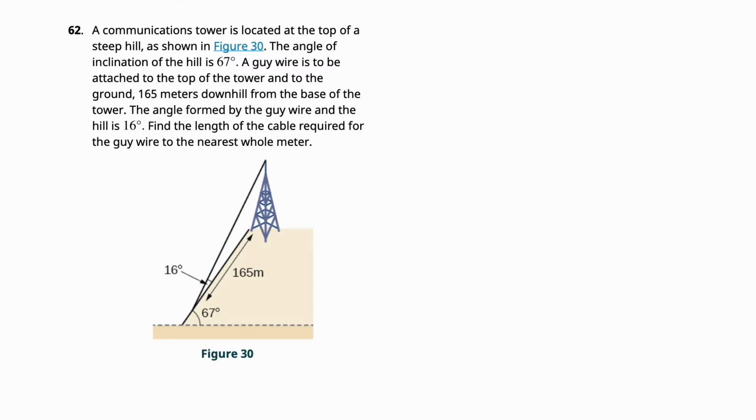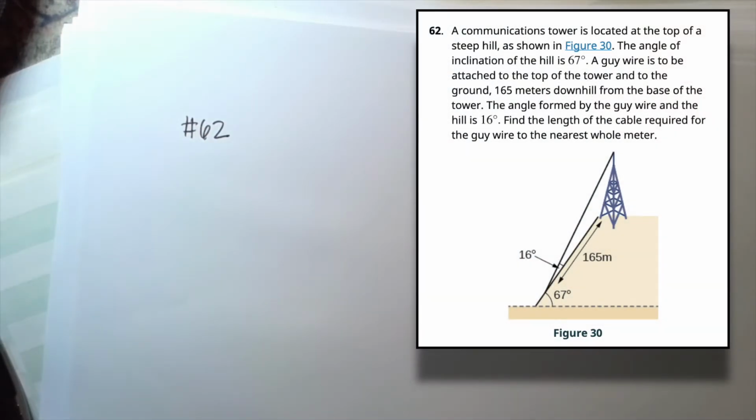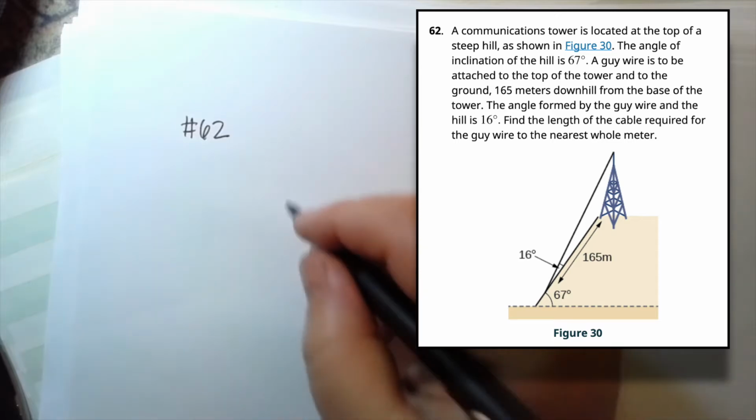So let's try this one, number 62. A communication tower is located at the top of a steep hill. The angle of inclination of the hill is 67 degrees. A guy wire is to be attached to the bottom of the tower and to the ground at 165 meters downhill from the base of the tower. The angle formed by the guy wire and the hill is 16 degrees. Find the length of the cable required for the guy wire to the nearest whole meter.